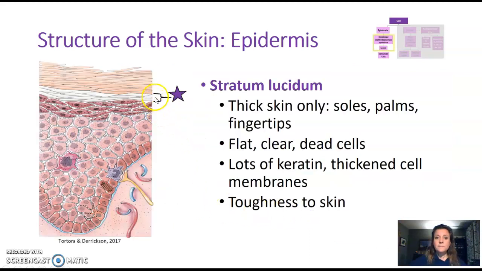All right, in thick skin, we have a layer called the stratum lucidum. The thick skin is found in the soles of the feet, the palms of the hand, including the fingertips. And these cells present as being very flat and clear, and they're dead. They have lots of keratin. They have very thick cell membranes, and they are going to add toughness to the skin. So the bottoms of your feet and where your heels are, you can tell that that skin is a little bit tougher than maybe the skin that's found on the inside of your forearm.